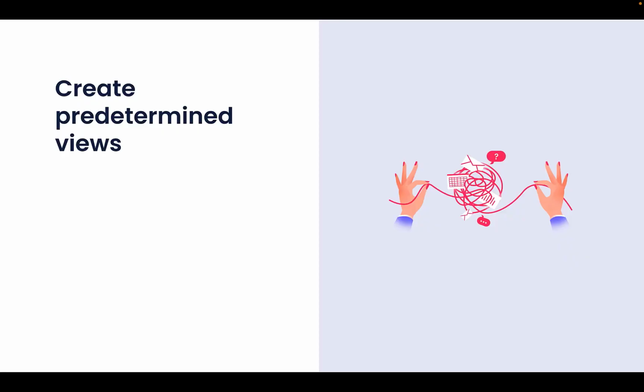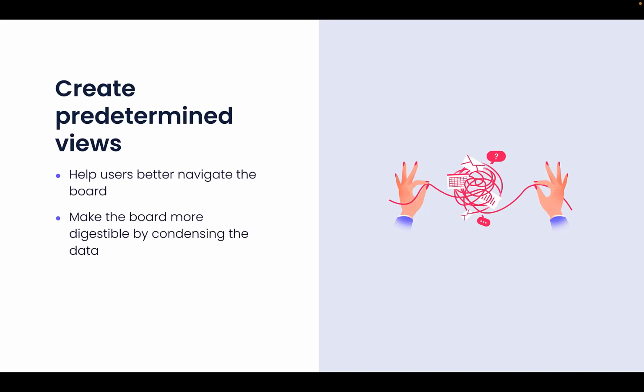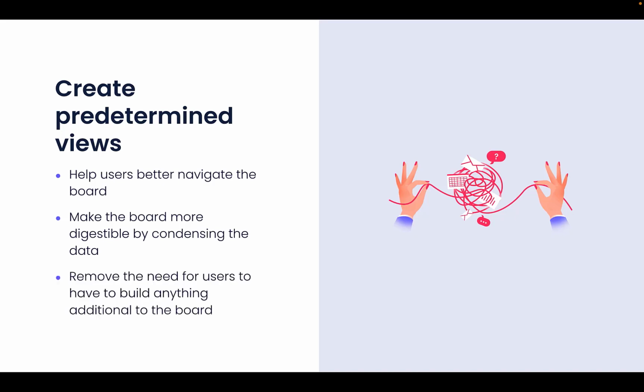Next, create predetermined views. In order to ensure that the users have what they need in order to best use the board and prevent the need for them to be adding or building anything on top of it, you may also want to create views ahead of time to help them better navigate the boards. Let's take a quick look at an example in monday.com.